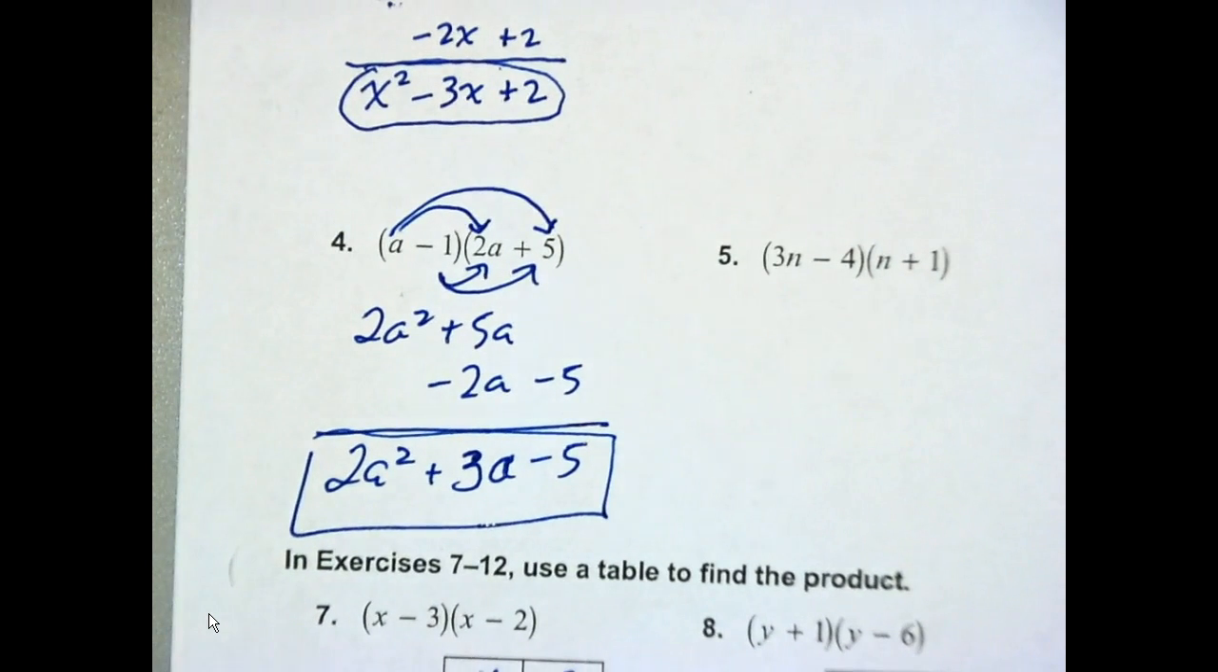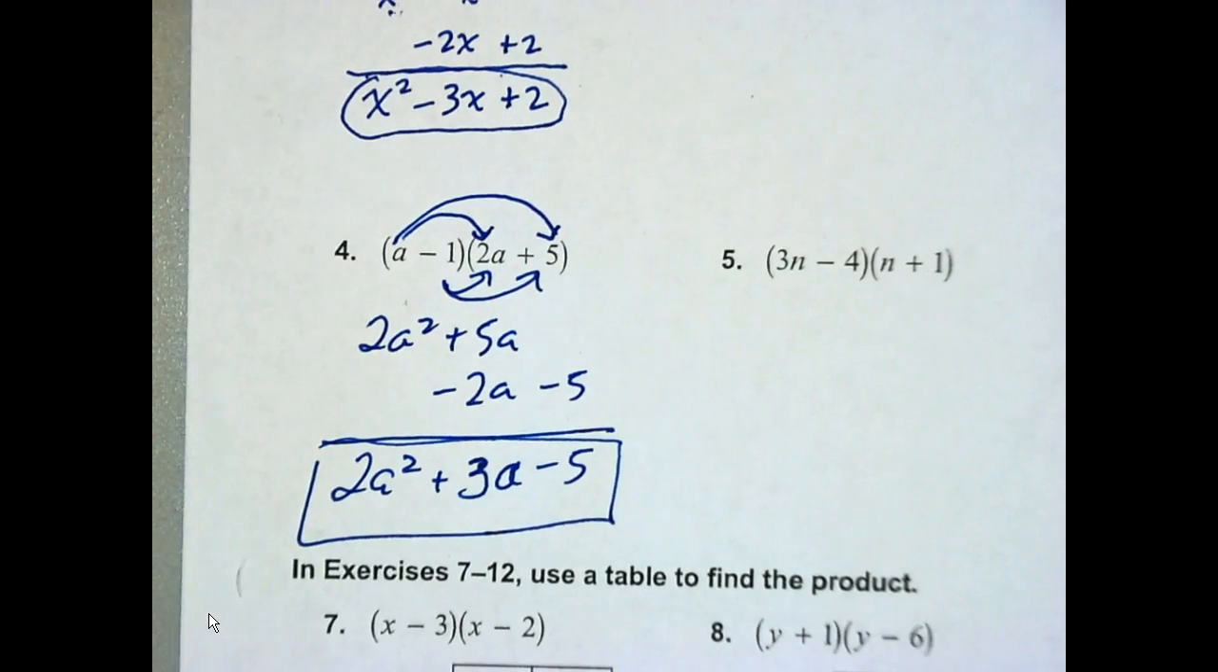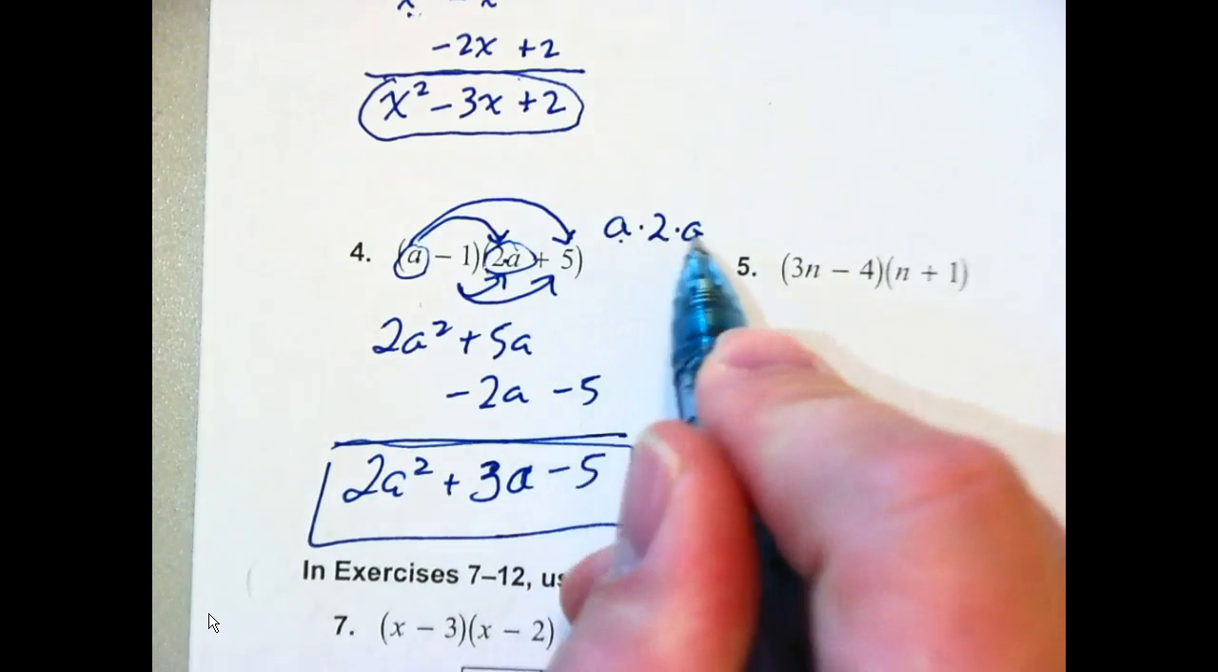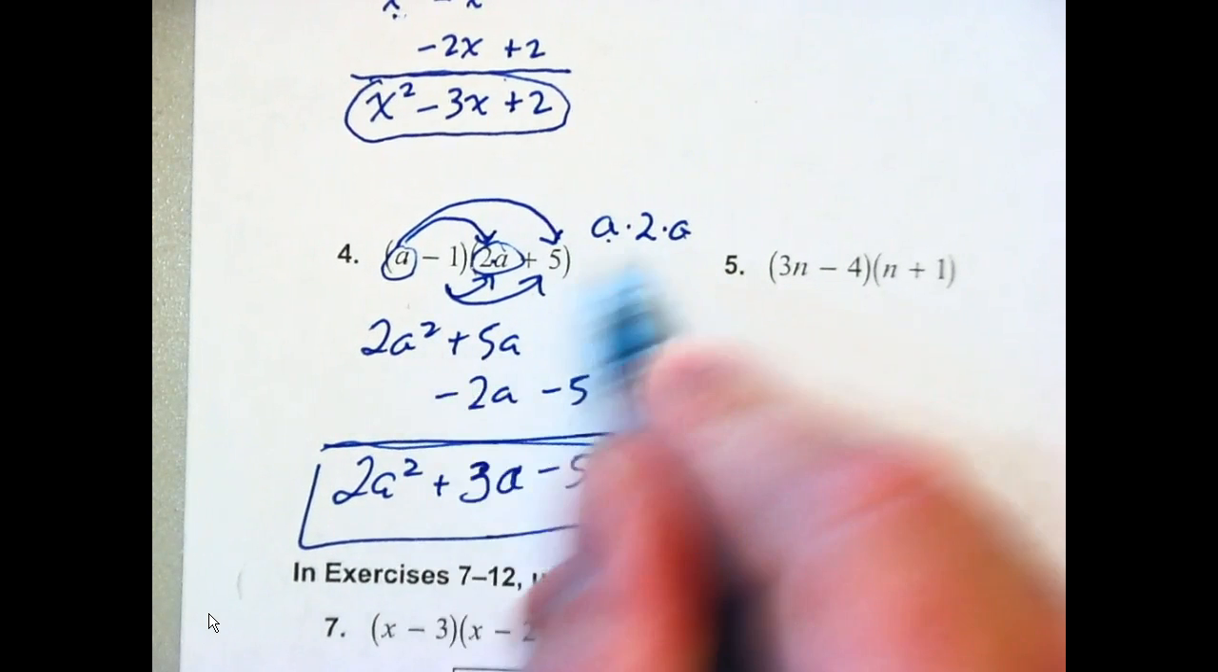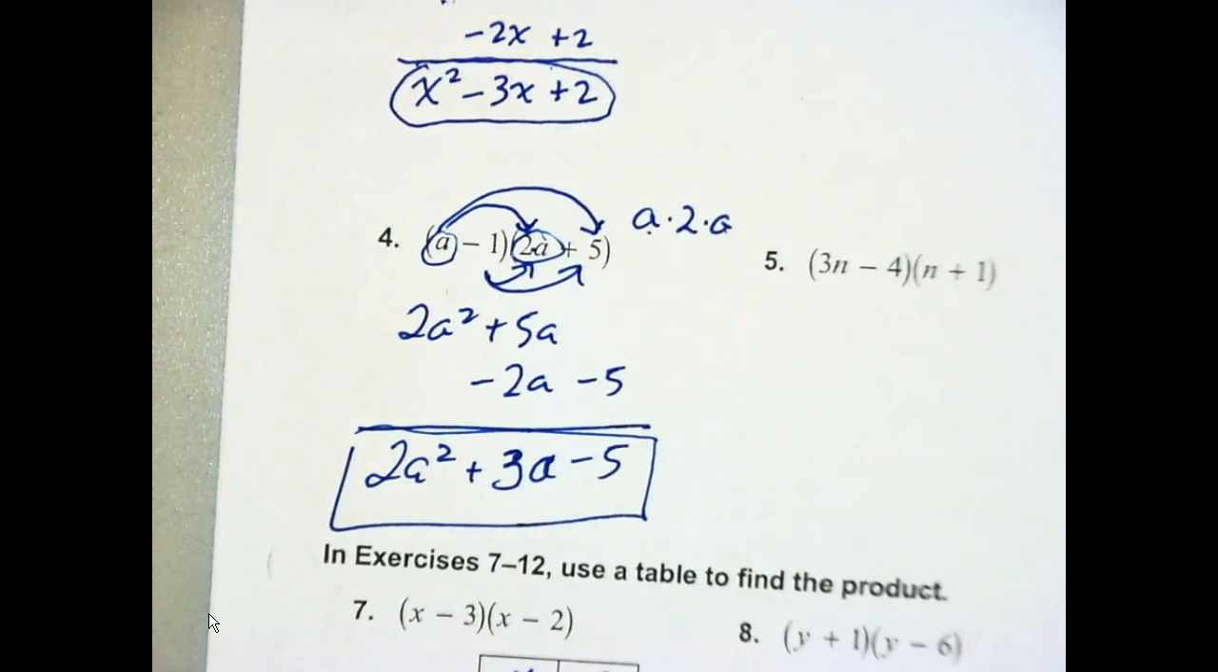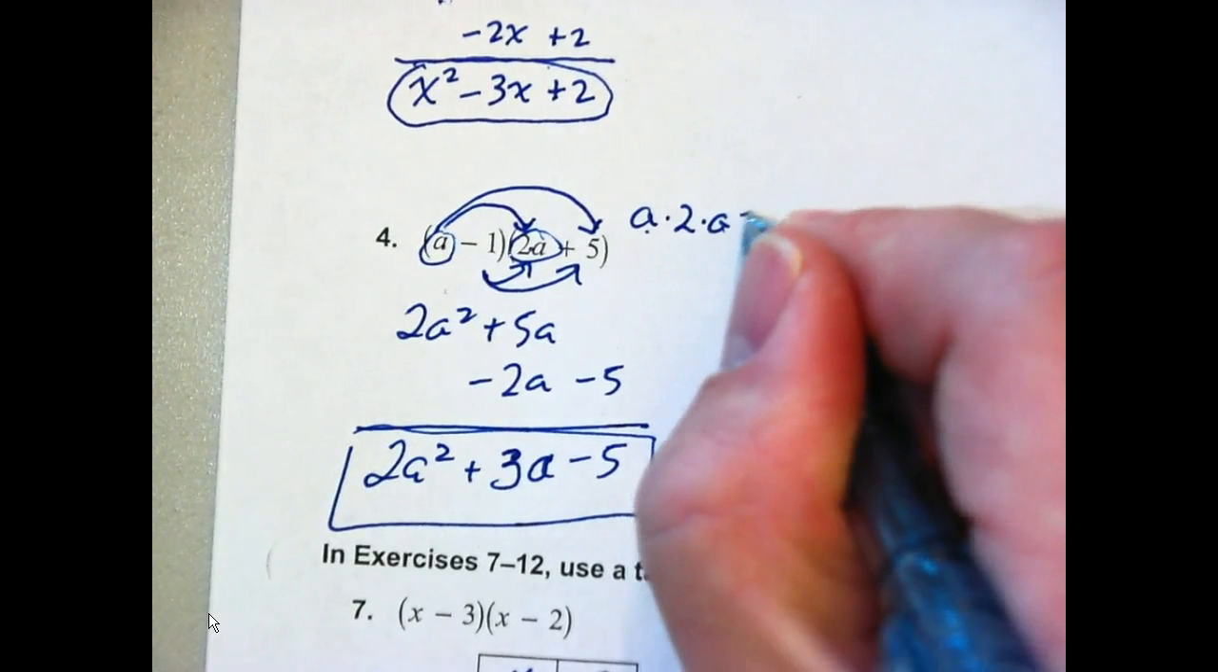All right, check it out. Good? Okay. All right. Any questions up to that? So really that's a times a, which is a squared, times 2. Okay, good question. So that equals 2a squared.